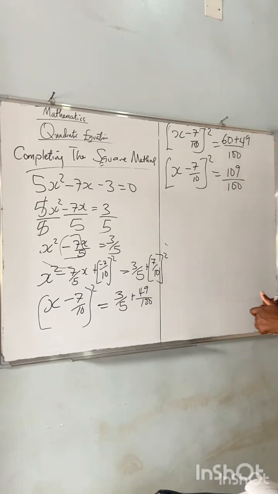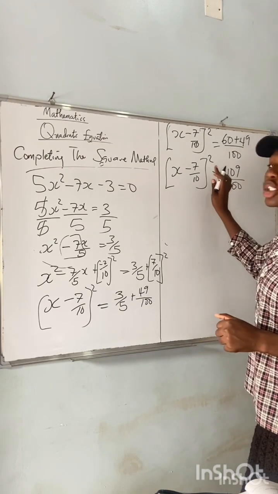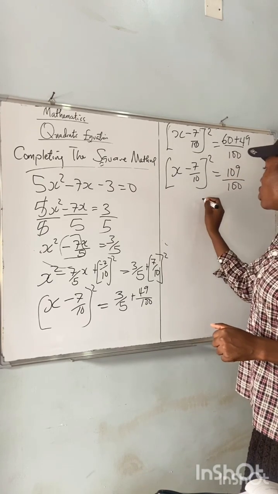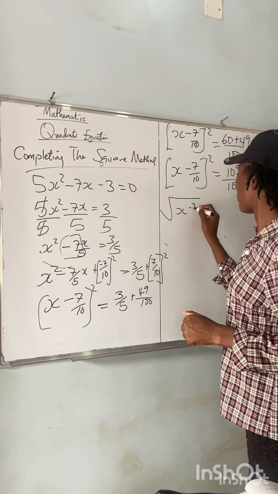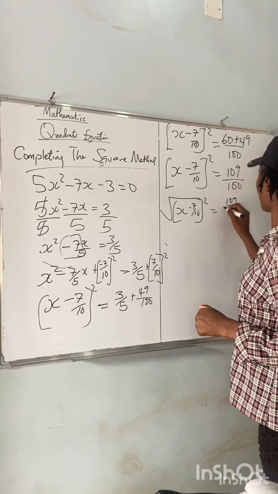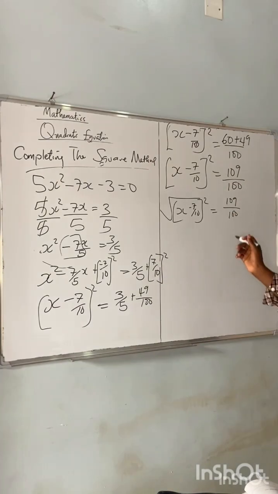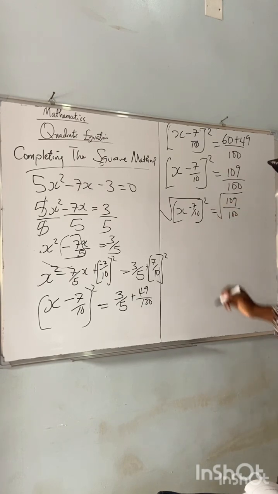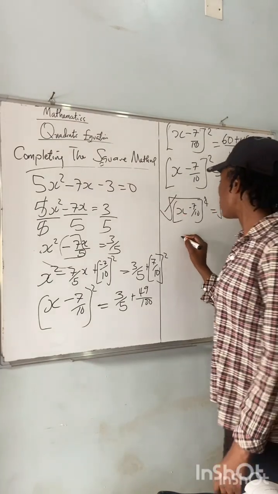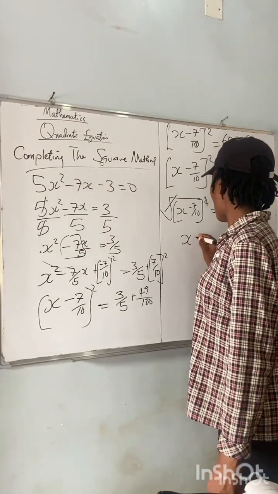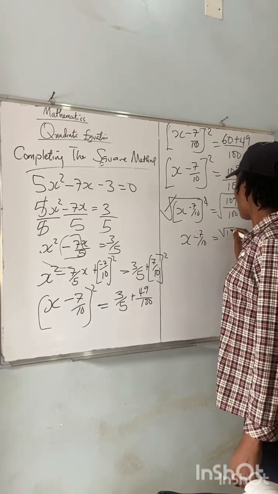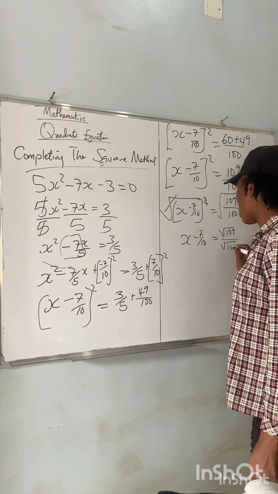Good. So at this point, what do we do? We try to take the square root, okay? Since this is a square, we take the square root of both sides. So the square root and the square go together. We are left with x plus or minus 7 over 10 to be equal to, now the square root here is the square root of 109 over the square root of 100.